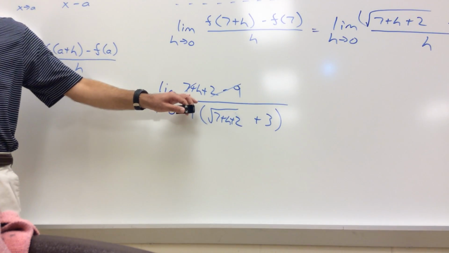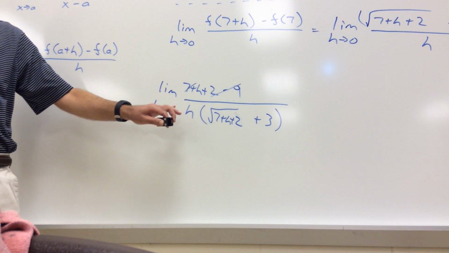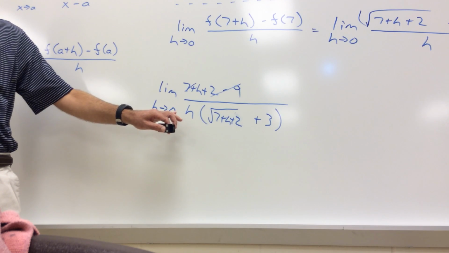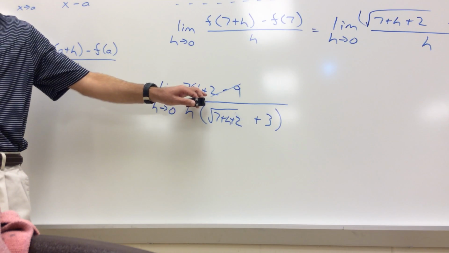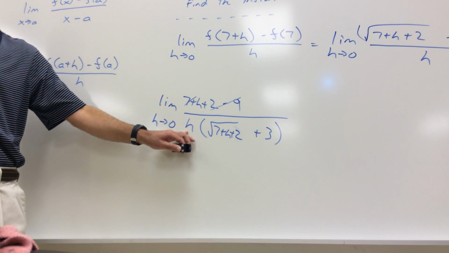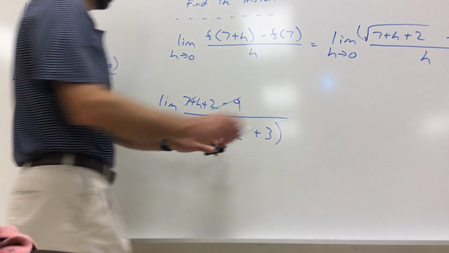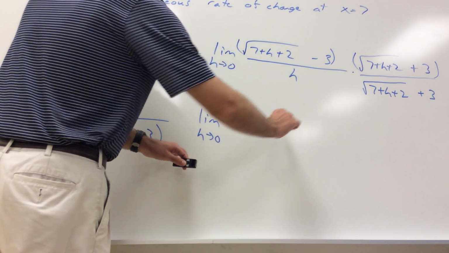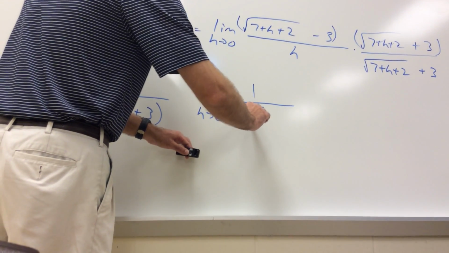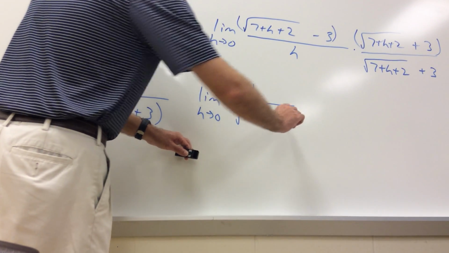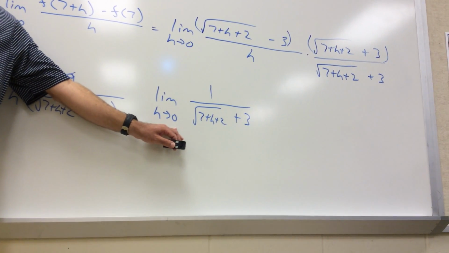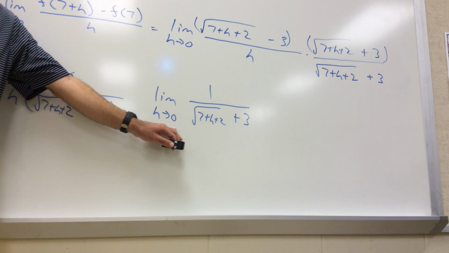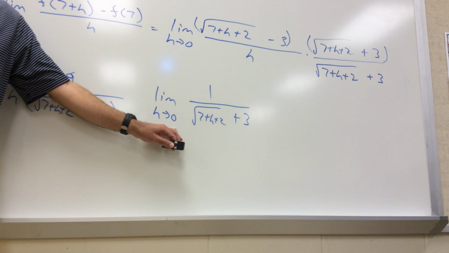So the top is just h. And then that h will cancel with this h and just make 1. So we've got the limit, as h goes to 0, of 1 over the square root of 7 plus h plus 2, plus 3. And now we can do limit laws.